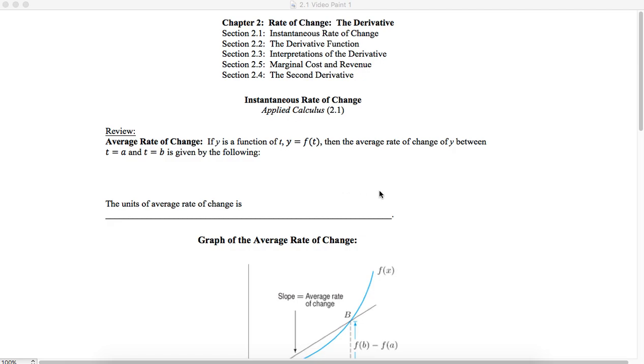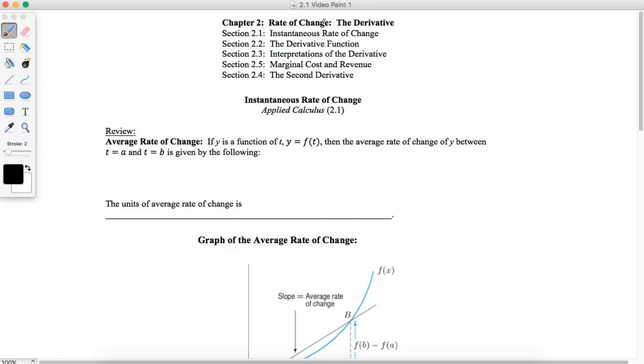In this video, we're going to start talking about concepts in Chapter 2, which is called Rate of Change. And we're going to be particularly replacing the word rate of change with what we call the derivative. And we're going to talk about what the derivative is, what the derivative function is, all the things of that nature. We're going to start in this video with what we call instantaneous rate of change. And so that is the goal of this and the next couple of videos.